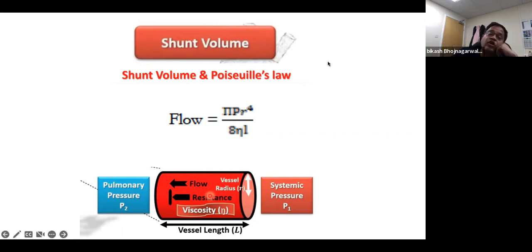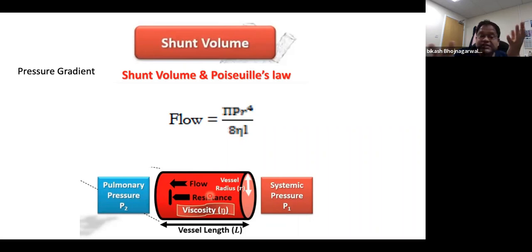And the thing to understand from here is that shunt volume is not as straightforward as we think. Shunt volume depends on a few parameters. Number one, we talked about the pressure gradient. When we talk about P, it stands for pressure, based on Poiseuille's law. In terms of physics, Poiseuille's law states that flow depends on the pressure gradient and the radius of the vessel, to which it is directly proportional, and is inversely proportional to the viscosity of the fluid and the length of the vessel. So when we talk about pressure gradient, we talk about the pressure difference between the systemic as well as the pulmonary vasculature.